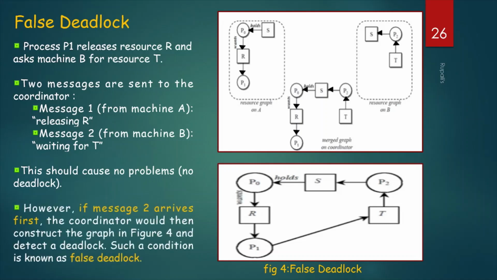There is no problem, no deadlock. But if message 2 arrives first, means first the message is waiting for T and then the second message is releasing R, then the coordinator would construct this graph and detect one deadlock. First the message is waiting for T and then releasing R. So there is one cycle. So the coordinator detects a deadlock. Such a condition is known as false deadlock.